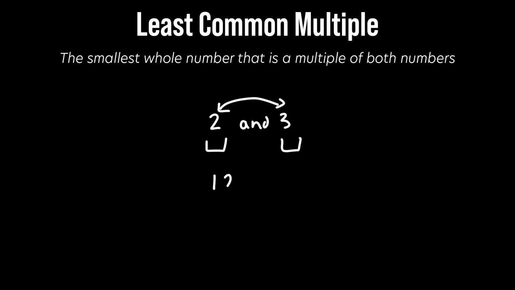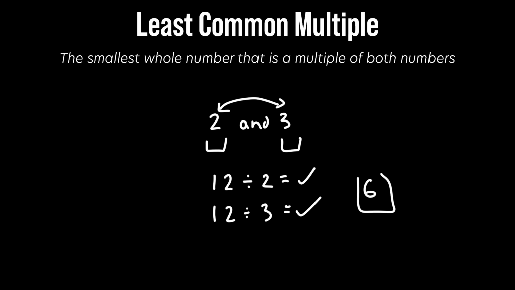Now you could say 12 is also a multiple of 2, and 12 is a multiple of 3, because it checks out for both of these as well. However, 12 is not the smallest number because we already found 6, and 6 is a smaller number that works for both cases. So the least common multiple is going to be the smallest number that is divisible by both of the numbers you're given. In this case, it's 2 and 3.